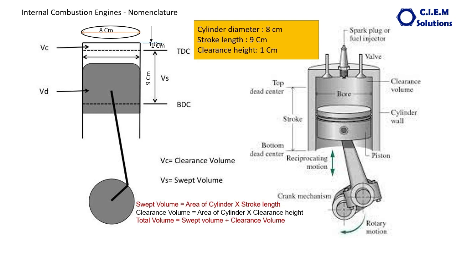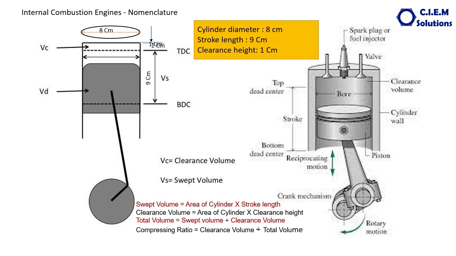Then what is the next? Total volume. Total volume is nothing but swept volume plus clearance volume. Then what is the compression ratio? Compression ratio is this small volume, clearance volume, divided by the total volume of the cylinder. Clearance volume, the small volume, divided by the total volume cylinder. What is total volume? Swept volume plus clearance volume.